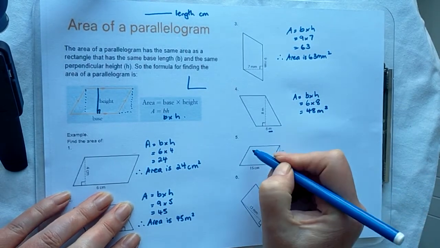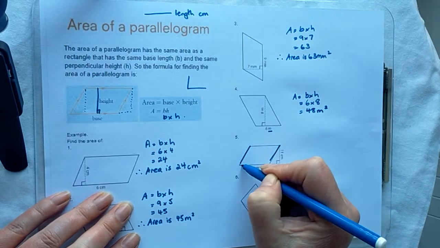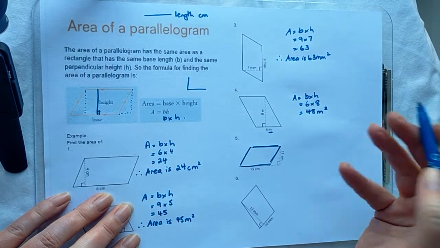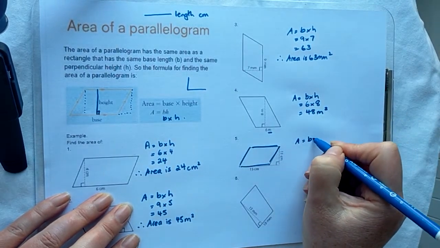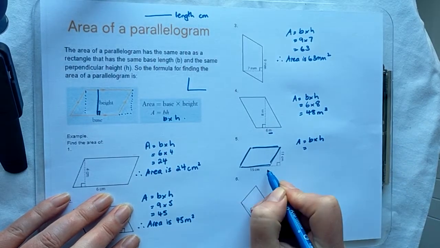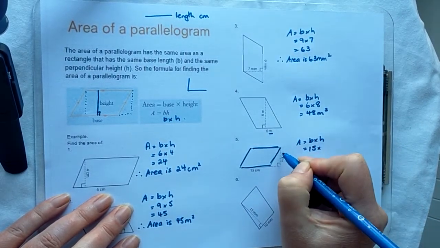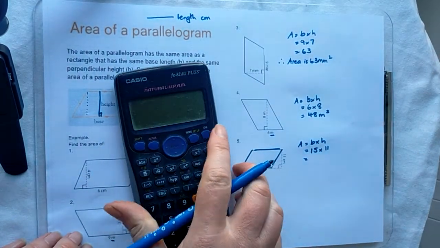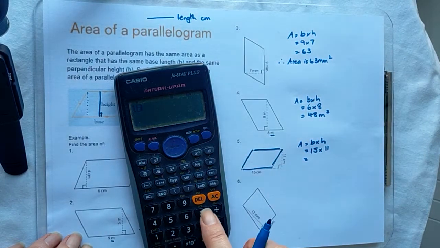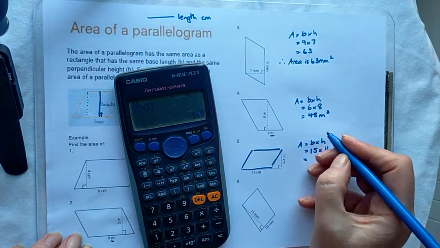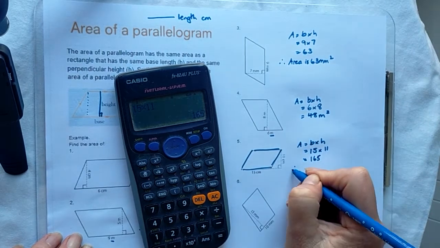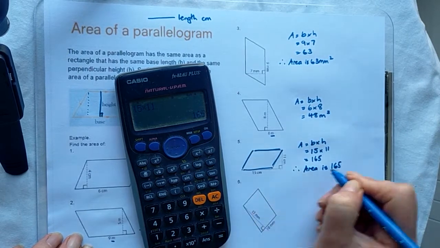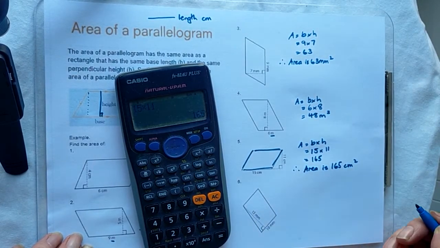This time, a little bit different. We can see the outline of the shape is definitely a parallelogram, but they put the dimensions outside. That's not a drama. Formula is still A equals B times H. Our base is 15 and our height is 11. I'm going to need my calculator for that. 15 times 11, 165. Therefore statement. Area is 165 square centimetres.